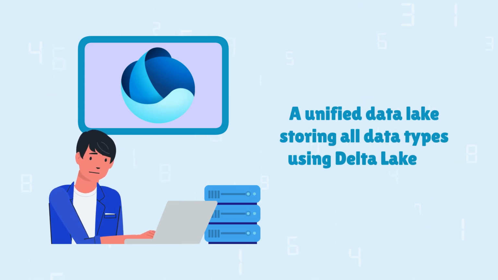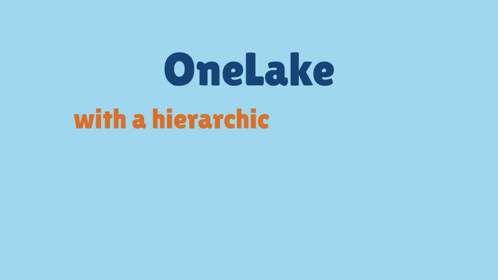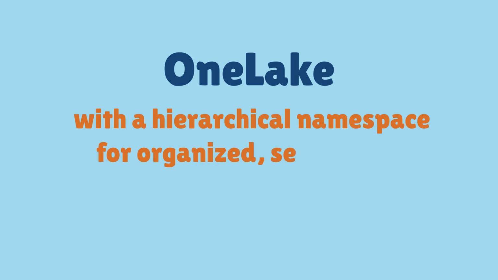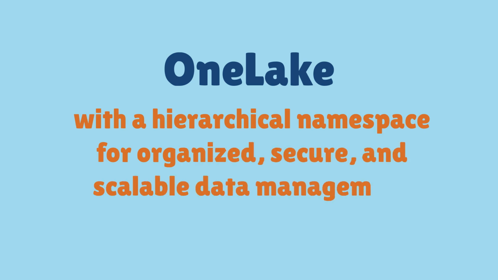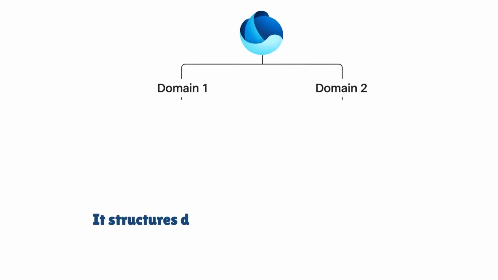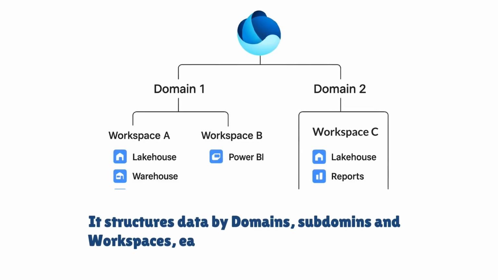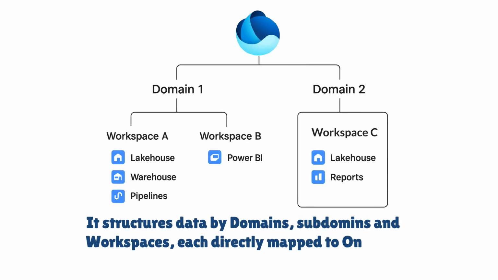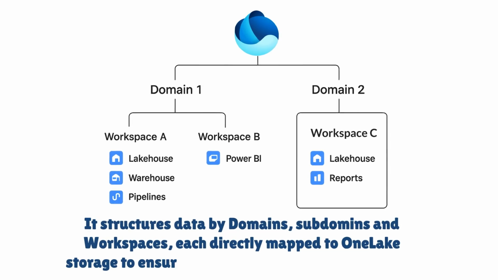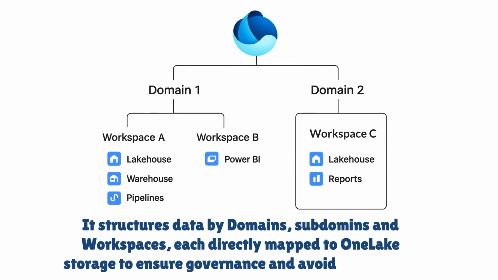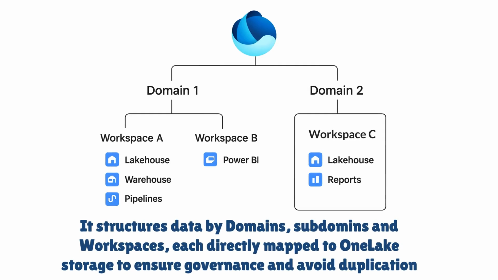Think of OneLake as the OneDrive for data in Microsoft Fabric, a unified data lake storing all data types using Delta Lake on Parquet. Each tenant gets one OneLake with a hierarchical namespace for organized, secure, and scalable data management. It structures data by domains, subdomains, and workspaces, collaborative spaces for lakehouses, warehouses, Power BI assets, and pipelines. Each is directly mapped to OneLake storage to ensure governance and avoid duplication.